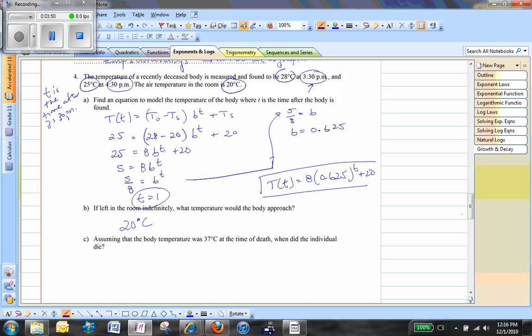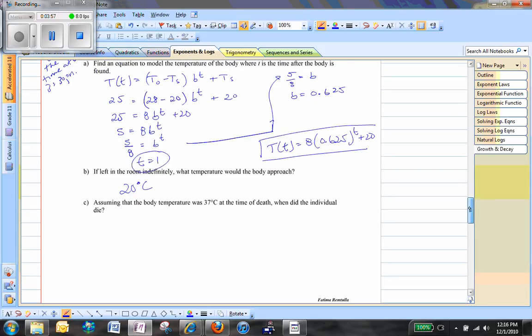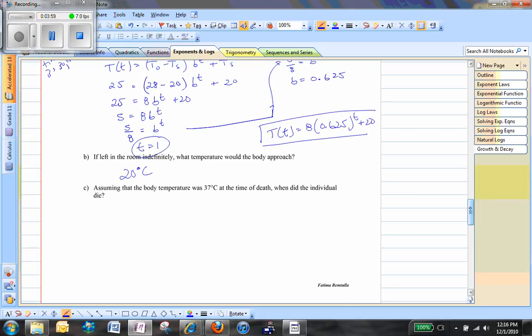Assuming that I leave the body and that the body temperature is 37 degrees Celsius at the time of death, I want to know when the individual dies. So basically, I know that T of t is 37. I use my equation, 8 times 0.625 to the t plus 20. I want to now find t, so I want to know when this guy died.